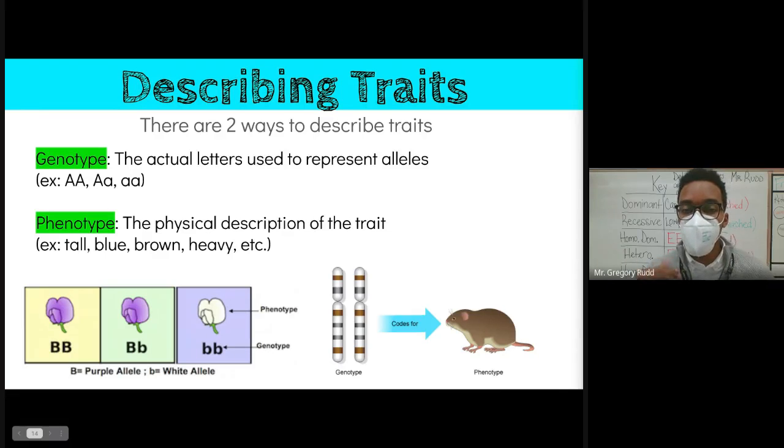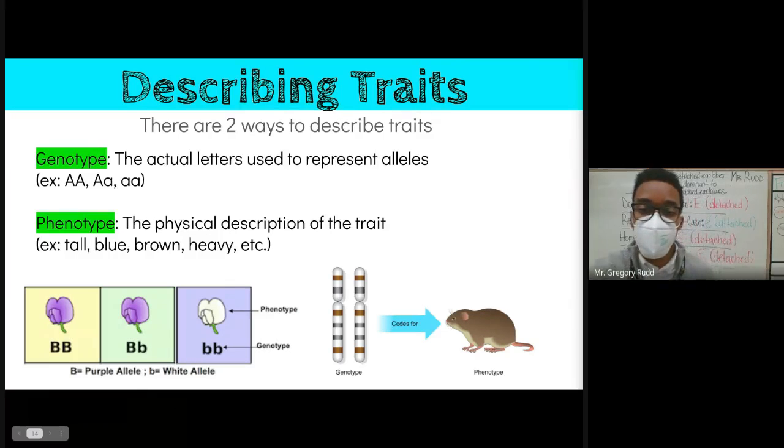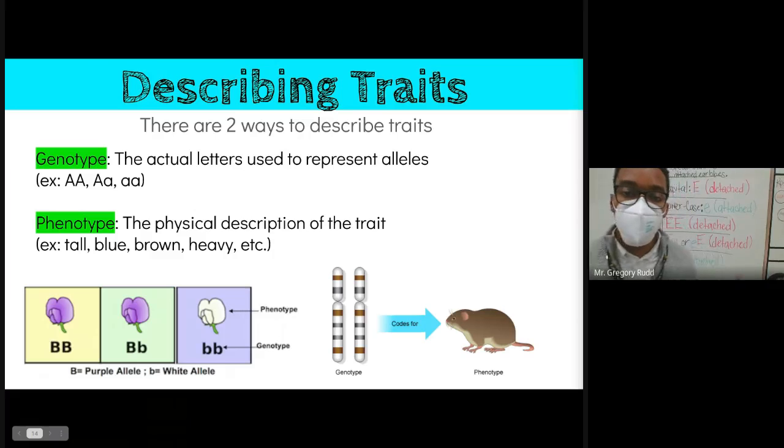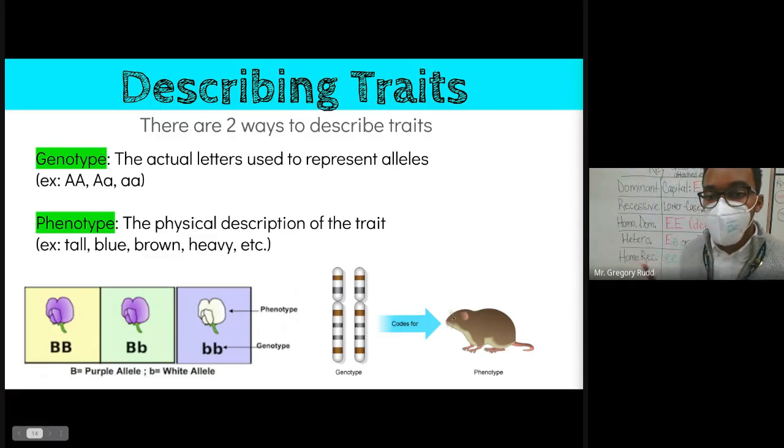But how many genotypes will give me the recessive trait? Good. There's only one genotype that can give me the recessive trait. That's homozygous recessive. Only one genotype can possibly give me the recessive trait.